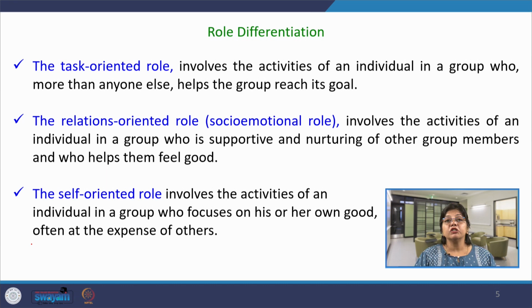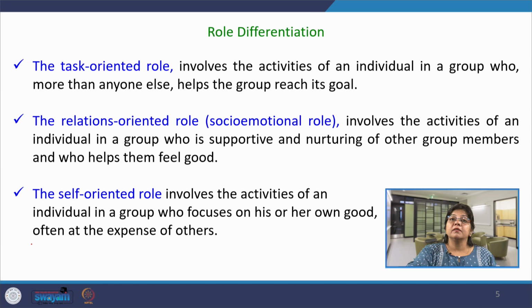The other is the relationship oriented role or the socio emotional role. It involves the activities of an individual in a group who is supportive and nurturing of other group members and who helps them feel good. For example, engaging in citizenship behaviors, where one member is readily available to assist his co-workers in finishing a task, although knowing that he will not be recognized by the formal reward system, and still, based on relationship orientation or interpersonal relationship, one co-worker can help the other co-worker in finishing up the task.